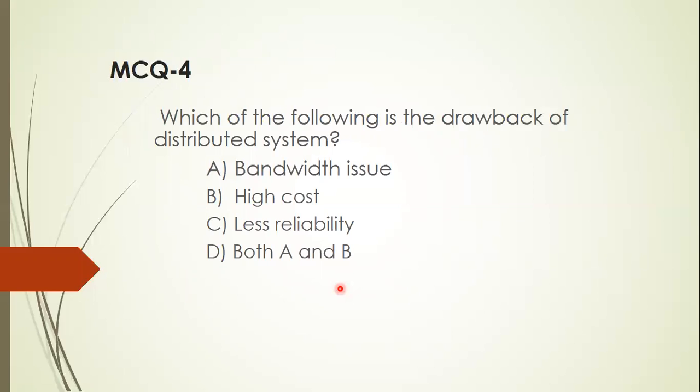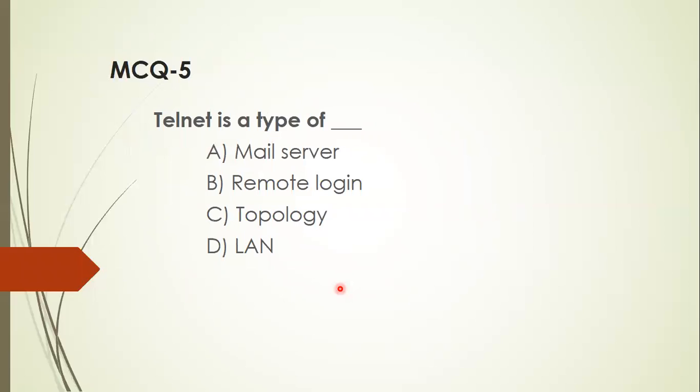Which of the following is a drawback of a distributed system? Bandwidth issue, true. High cost, that is also true. Less reliability, that is false, because compared to other types of operating systems, this is highly reliable. Both A and B. The correct answer is D. Telnet is a type of: mail server, remote login, topology, LAN. The correct answer is B, remote login.